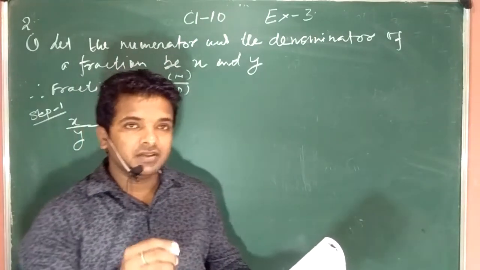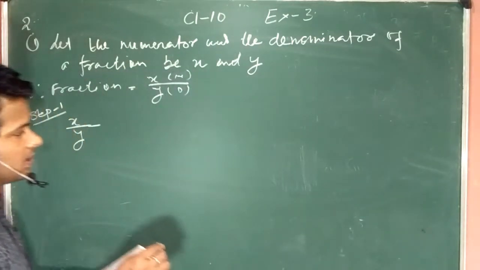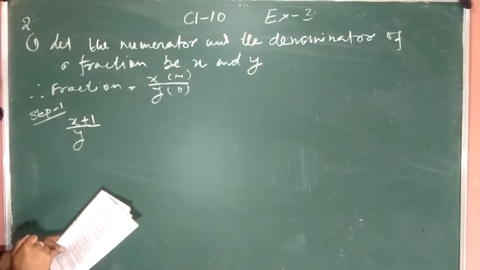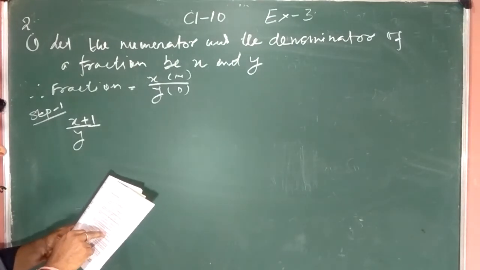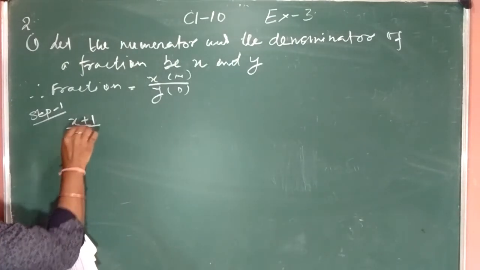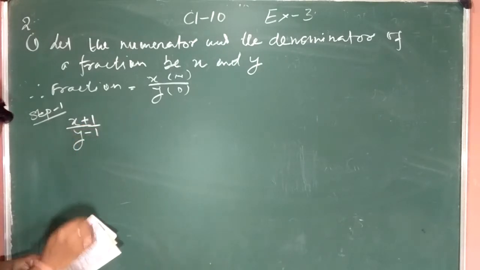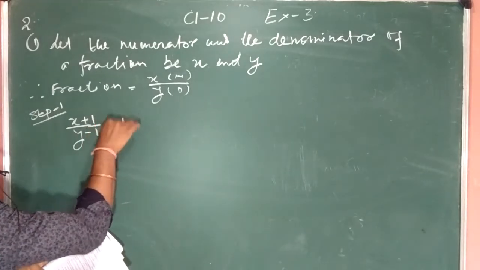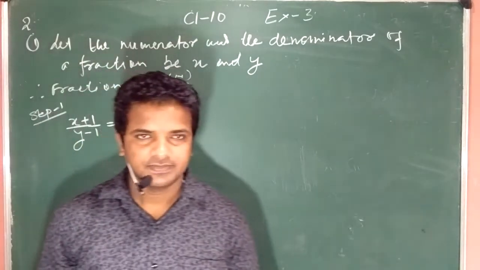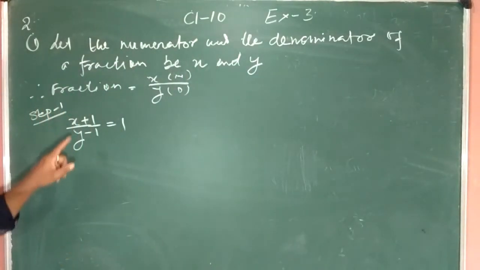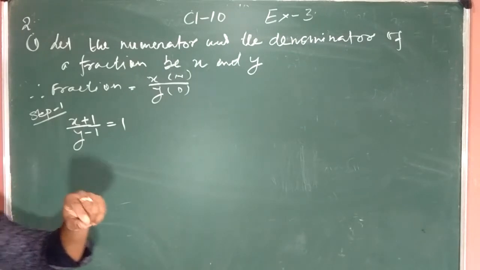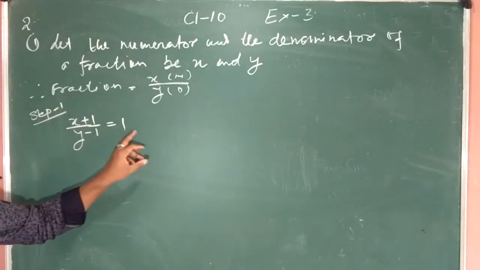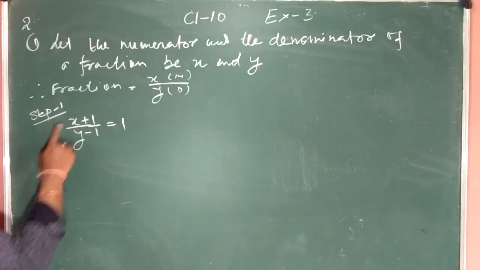So here also, if we add 1 to the numerator, our numerator is here, so we add 1, okay, added 1, and subtract 1 from the denominator, means minus 1 from the denominator. Then what will happen? The fraction reduces to 1. It is to become 1. This is the condition. When we add 1 to the numerator, so plus 1. When we subtract 1 from the denominator, so minus 1. Then the fraction will become 1. Okay. Now we'll do the cross multiplication.